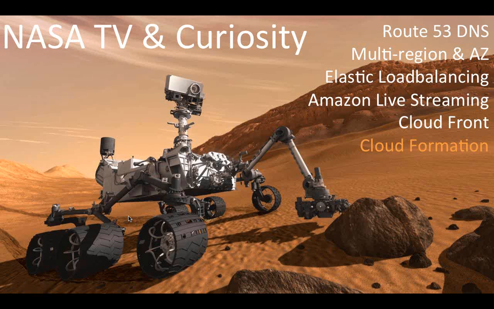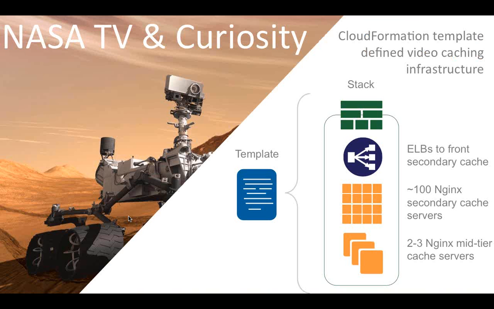One of our customers who is successfully using CloudFormation is NASA. So the Curiosity Mars rover, when it's sending the data from Mars back to Earth, it's received by NASA, and then NASA TV is broadcasting the content from Curiosity to the rest of the world, including transcoding and managing the content. So how do they achieve this?